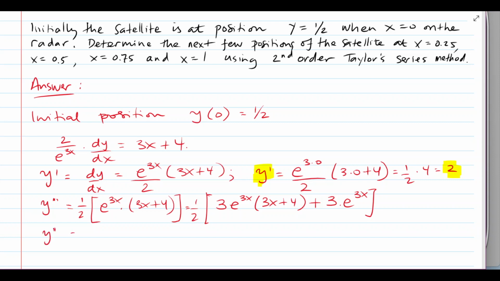So our y double prime equals half. We can take 3 and e to the 3x, so we can take both of them out, so it becomes 3 over 2 times e to the 3x times (3x plus 4) plus 1, so equals 3 over 2 e to the 3x times (3x plus 5).